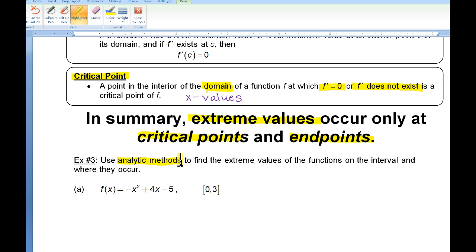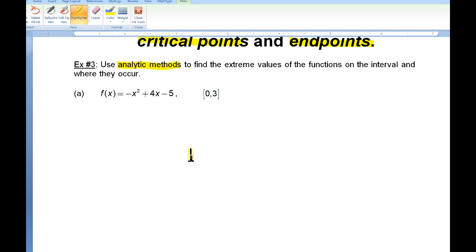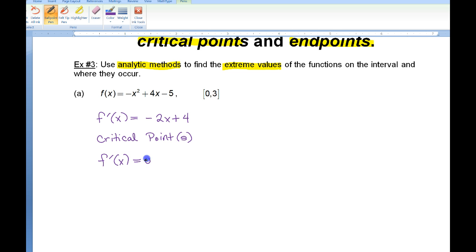So here's what we want to do. Extreme values. So we're going to do the derivative first. So that's going to be negative 2x plus 4. So to find the critical points, there's nowhere where it doesn't exist. So we're going to look at where f prime is equal to 0 and where f prime of x is undefined.